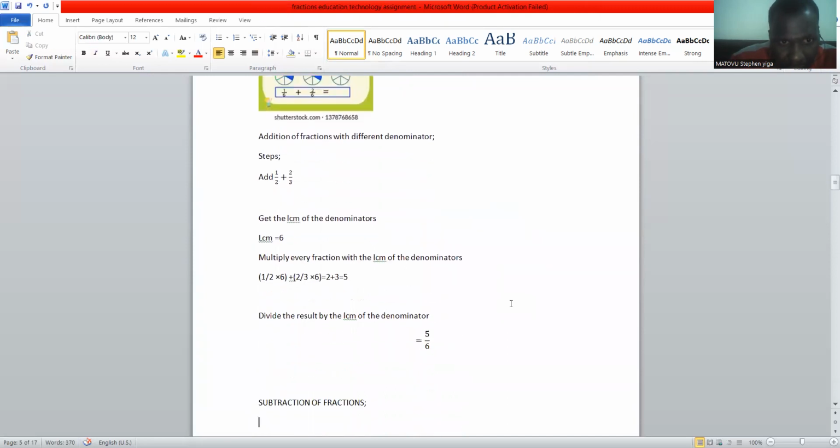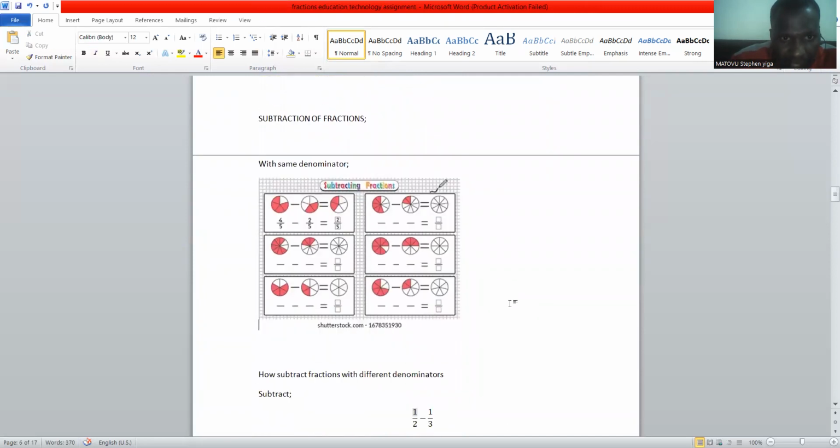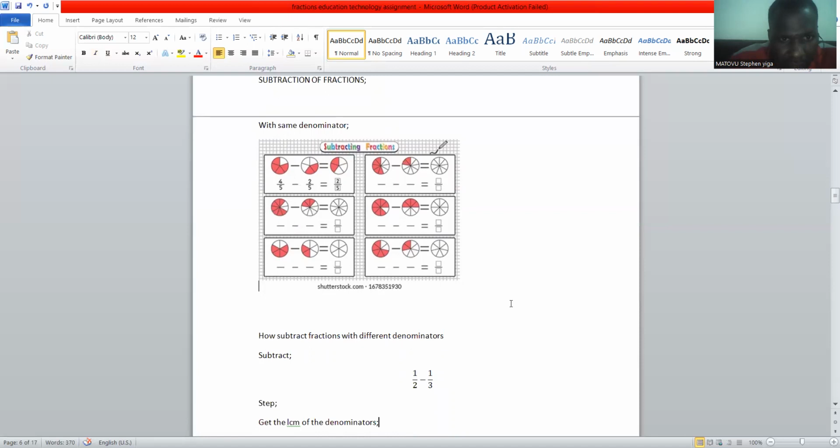Let us move to subtraction with the same denominator. It is similar to addition, though the operation differs. Here there is subtraction, the other one was addition. So here, don't mess up, please. Just subtract. You say 4 out of 5 minus 2 out of 5 equals 2 out of 5. Simply subtract the numerators and leave the denominators constant. I repeat, leave the denominators as they are, and you operate on only the numerators. I think you can do other examples.